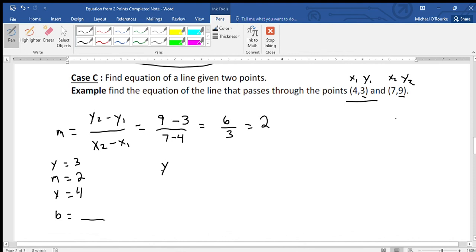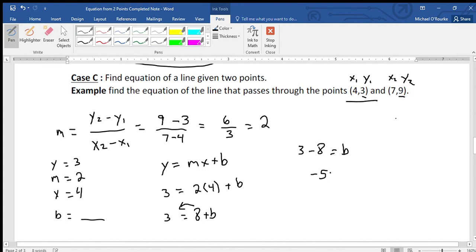So we go back to our original equation. We plug everything in we know. That equals 3, that equals 2, this equals 4, and we don't know what b is. Then we go back and we go, okay, 3 equals 8 plus b. We're going to move that over. 3 minus 8 equals b. So -5 equals b.